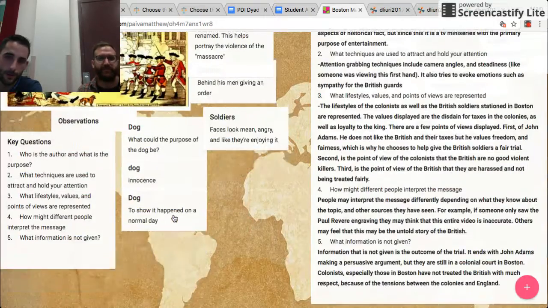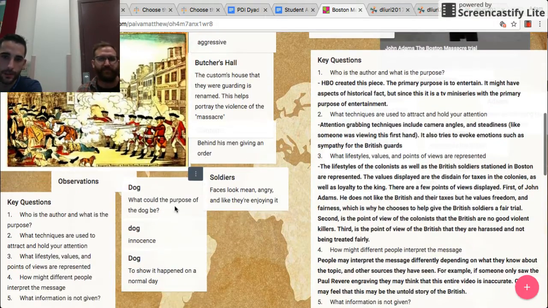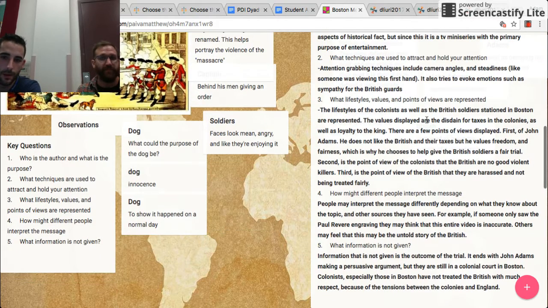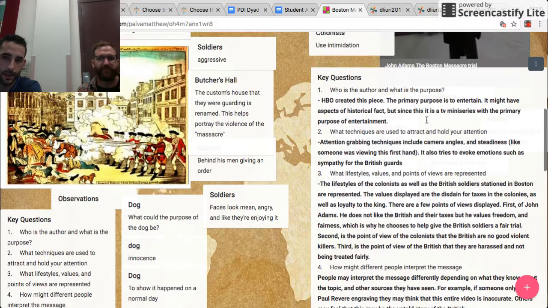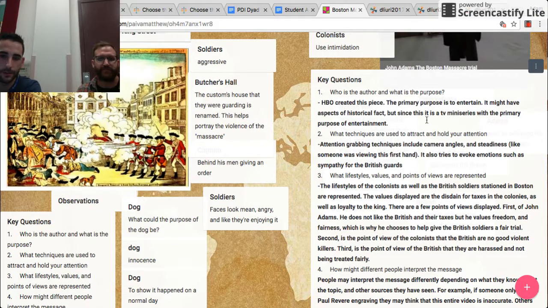Then I also took the key questions in digital literacy and reworked them so it could be easier for ninth graders to answer, because some of those questions are kind of difficult to wrap their heads around.